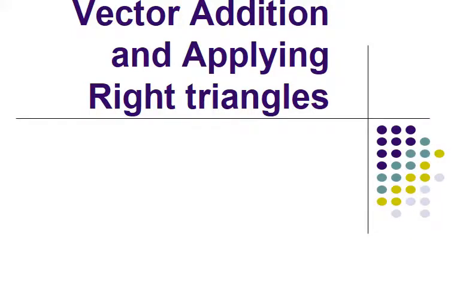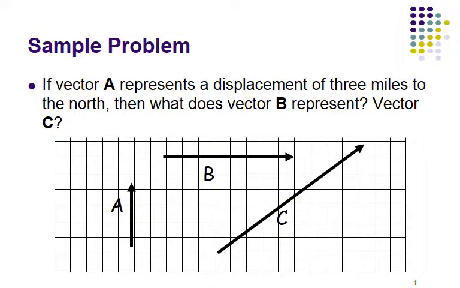Now we're going to take a look at vector addition and applying right triangles. So let's say we had these three vectors. We have vector A, which represents 3 miles to the north. And we want to know, what does vector B represent and what does vector C represent?